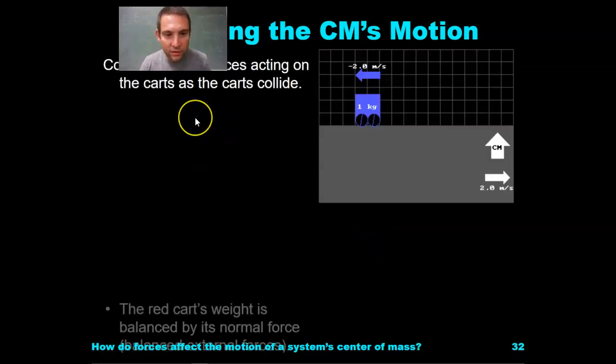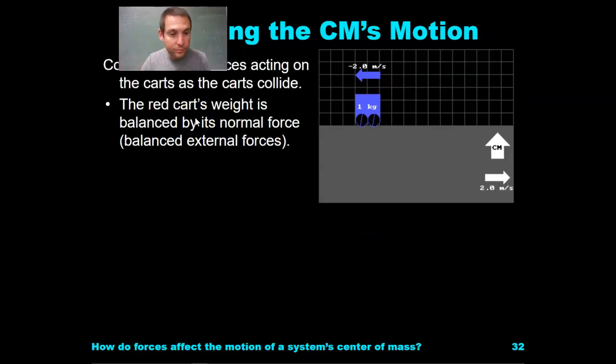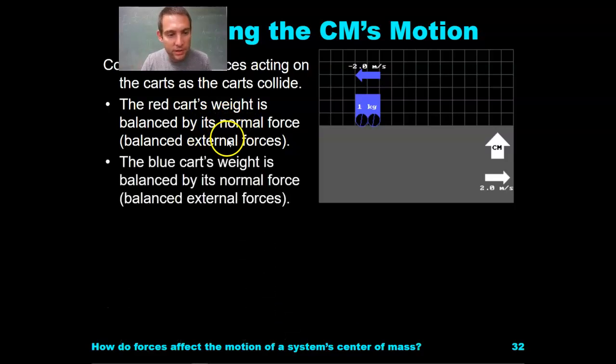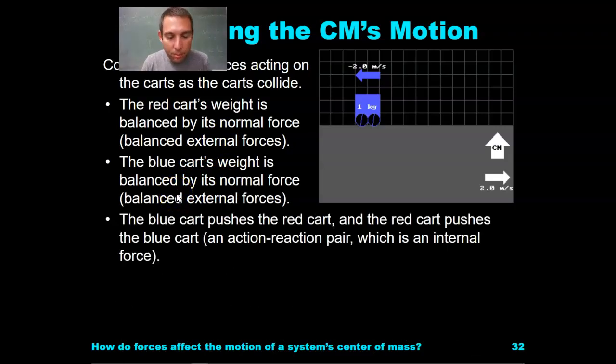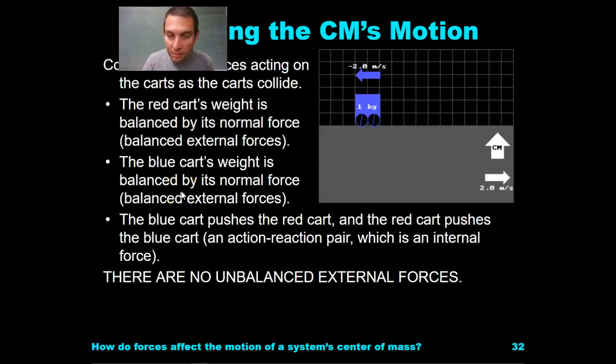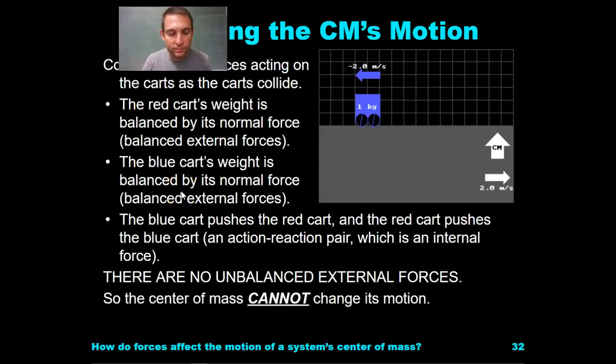Consider all the forces acting on the carts as they collide. The red cart's weight is balanced by its normal force, balanced external forces. The blue cart's weight is balanced by its normal force, balanced external forces. The blue cart pushes the red cart, and the red cart pushes the blue cart, an action-reaction pair, which is an internal force. There are no unbalanced external forces. So the center of mass cannot change its motion. It's always going to go to the right forever.